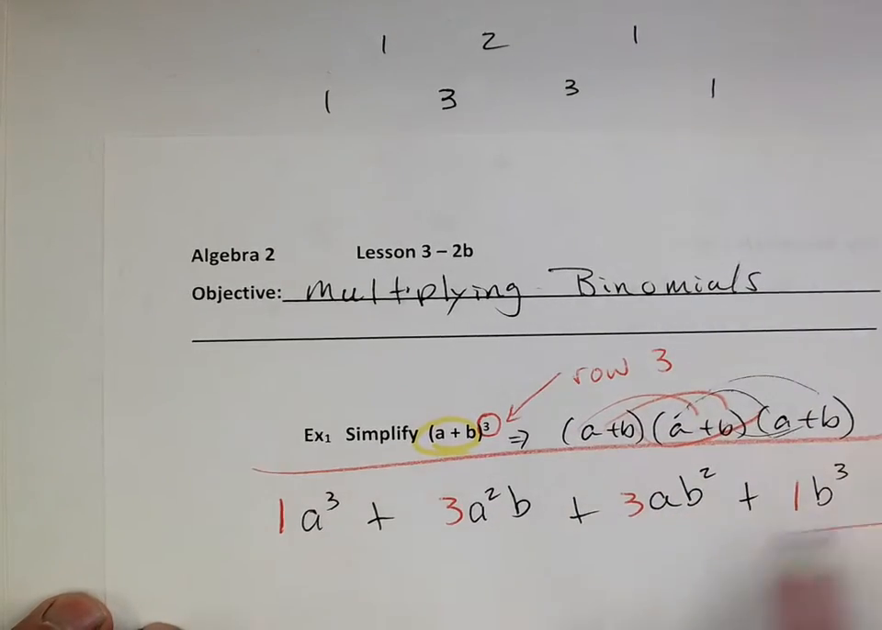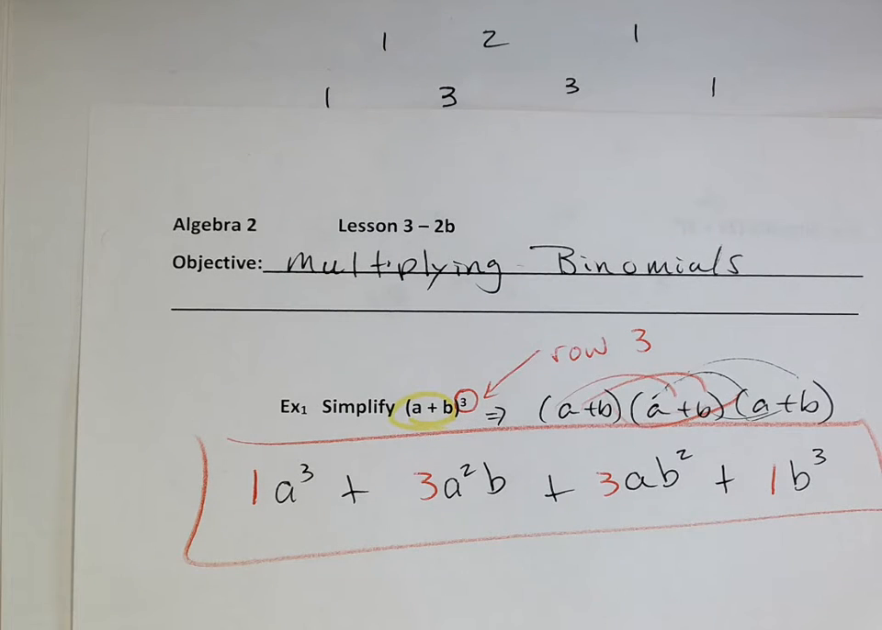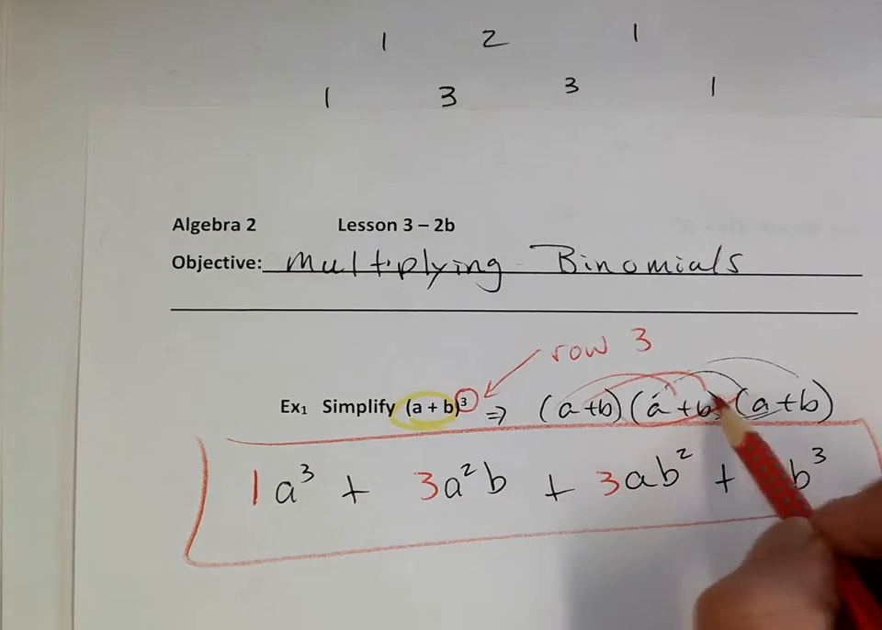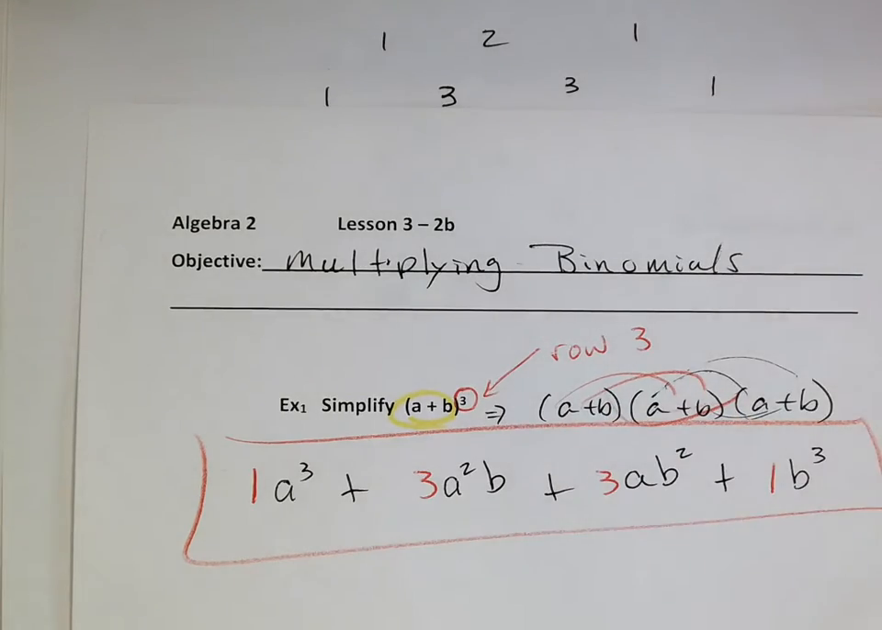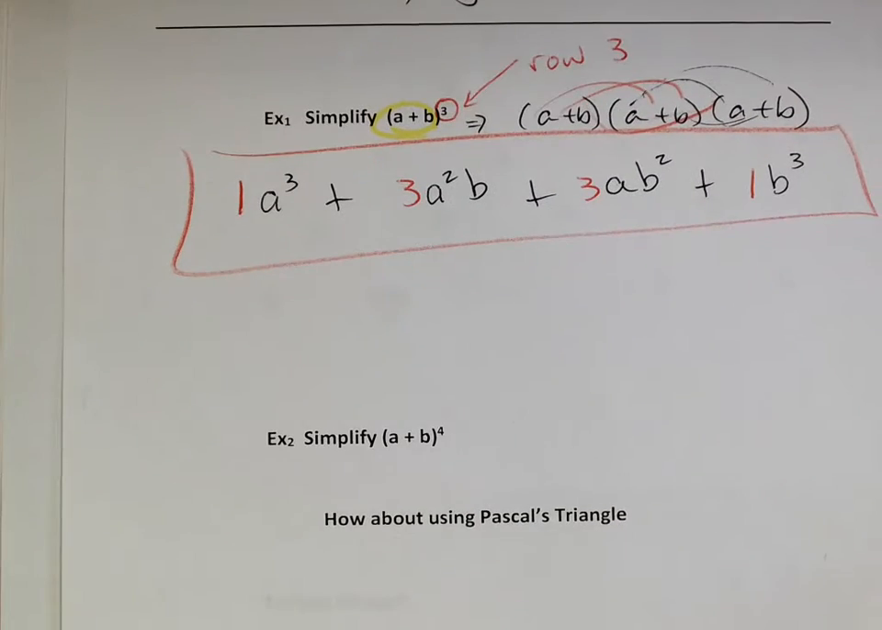Isn't that much faster? We're going to do it again, just to make sure you guys see what I did. Much faster than trying to multiply that out. You guys agree? So let's take a look at the next one: (a plus b) to the fourth power.